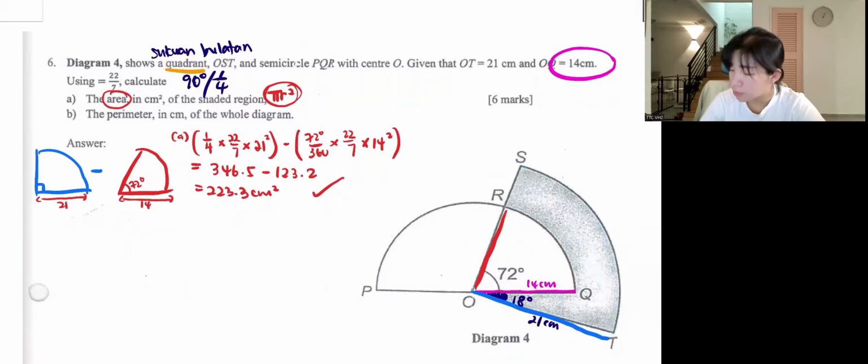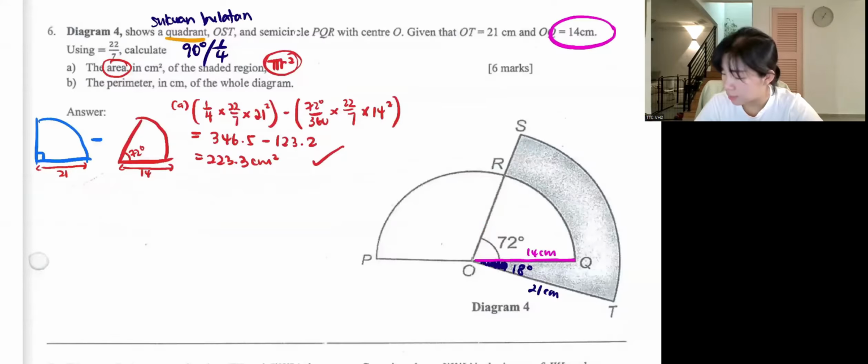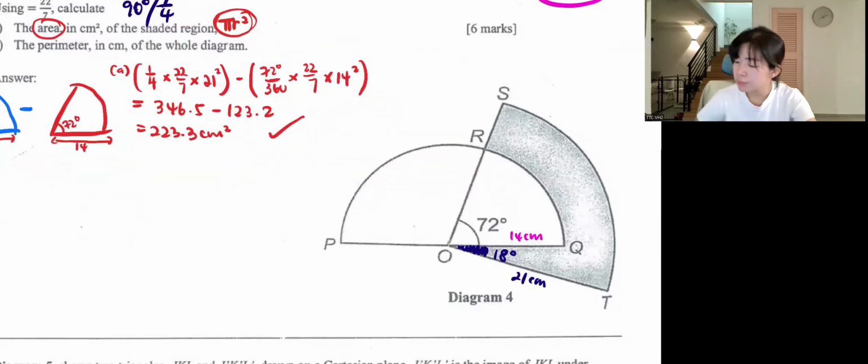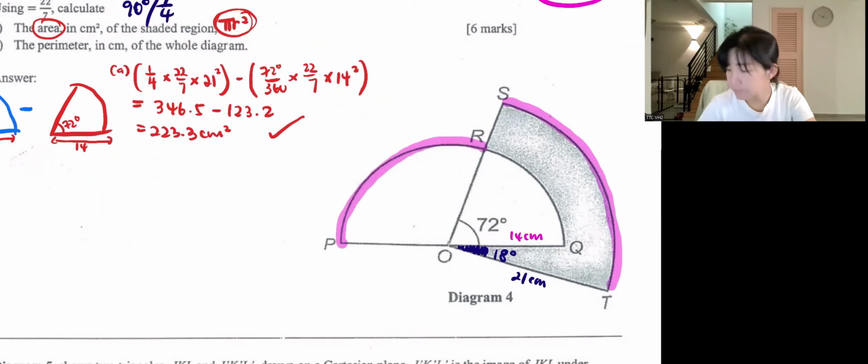Okay, perimeter means you only want the outer line. So you can take out your highlighter. If you sketch out this diagram on your paper, you can highlight which line we want. We want the outer line. We want this arc, 1 arc, and we want 2 arcs here. And then the rest will be all straight lines.